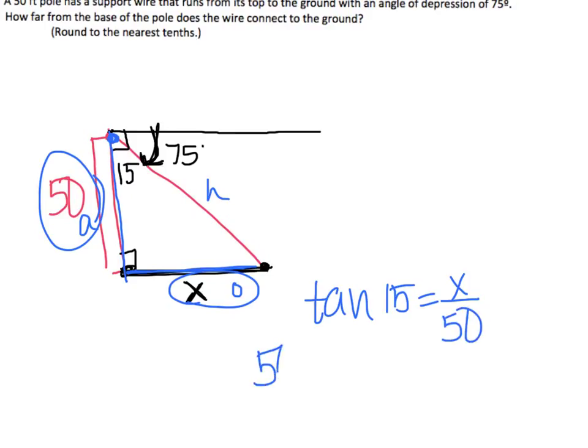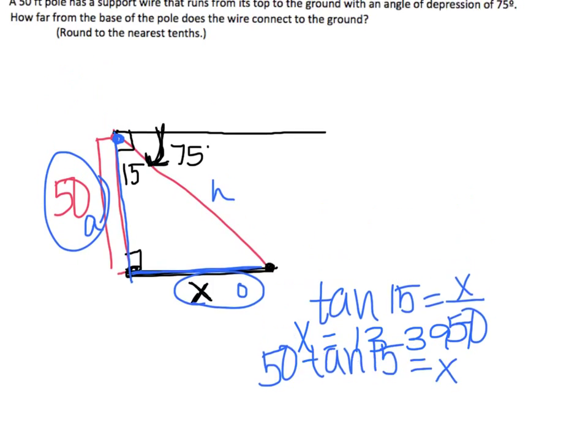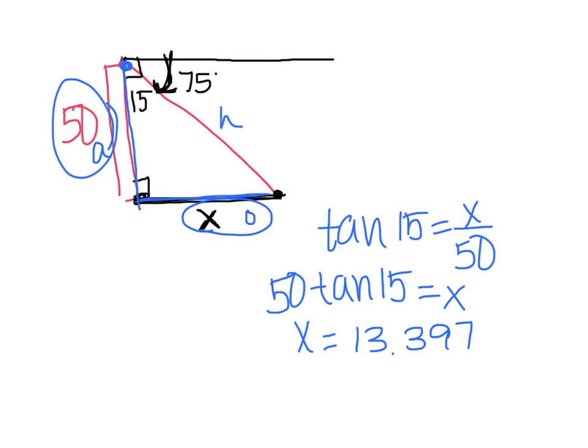So I'm going to say 50 equals, not equals, 50 times the tangent of 15 equals x. Okay, so now from here I'm just going to put 50 tangent 15. And I'm going to get about 13.397. And it tells me to round to the nearest tenth. So I'm going to do 13.4 feet. Okay? So that's one way that you could do it.